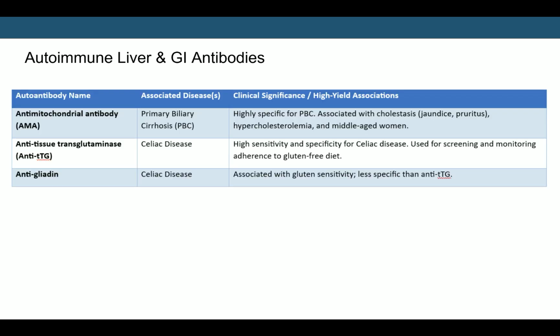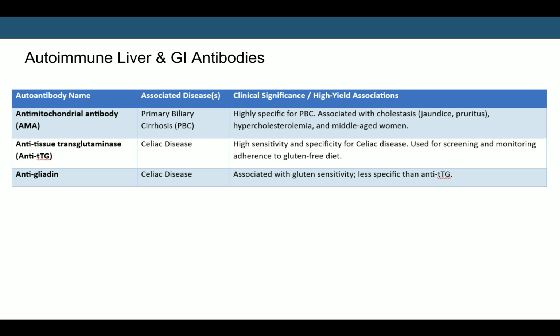For autoimmune liver and GI antibodies, we have the antimitochondrial antibody associated with PBC, which is primary biliary cirrhosis, and it's highly specific for it. It's associated with cholestasis, hypercholesterolemia, and middle-aged women.